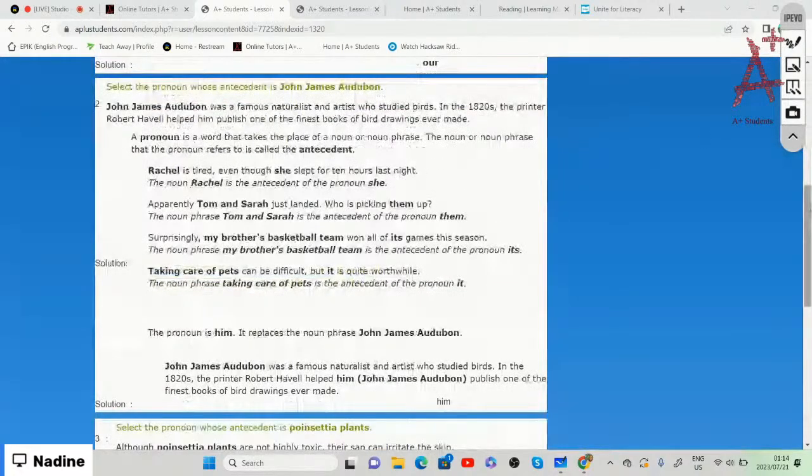All right, we're going to the next one. John James Audubon was a famous naturalist and artist who studied birds. In the 1820s, the printer Robert Havell helped him publish one of the finest books of bird drawings ever made.